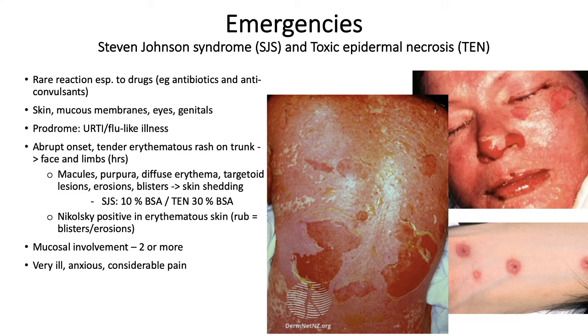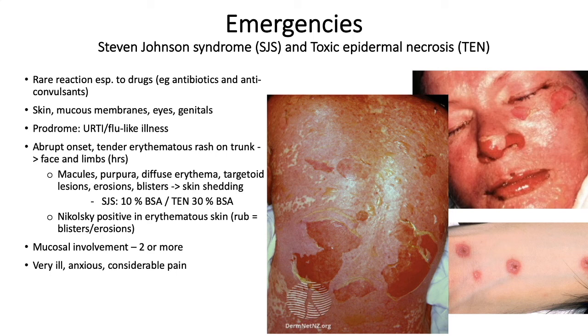There are 2 or more mucosa involved, and in the top right image you can just see that patient's lips, but the mucosa can be on the lips, esophagus, pharynx, upper respiratory tract, even eyes. And as you can imagine, the patient's in considerable pain and is very anxious and very ill.